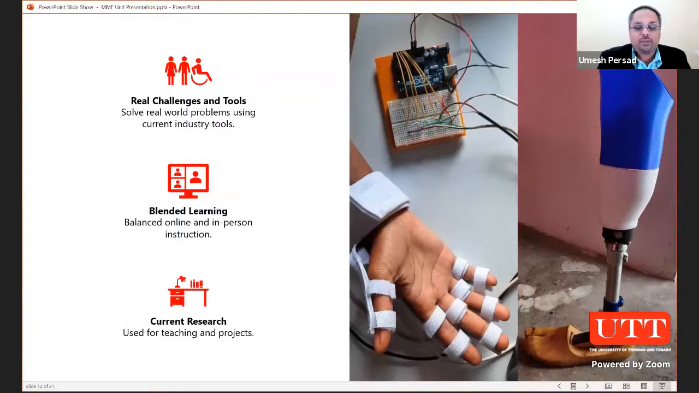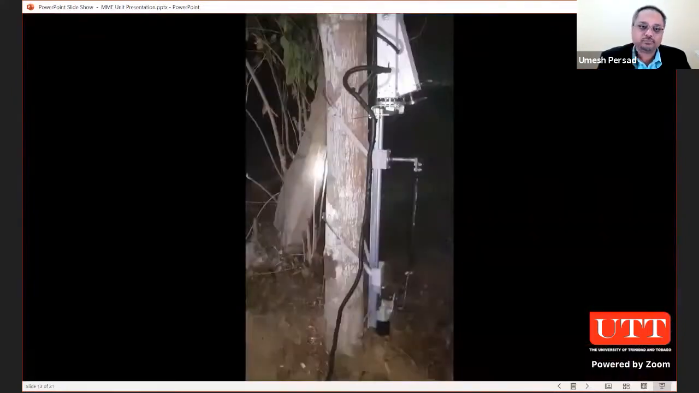And finally, we believe that our current research should be used for teaching and projects. So you find that students in our unit are working on cutting-edge research projects as well.